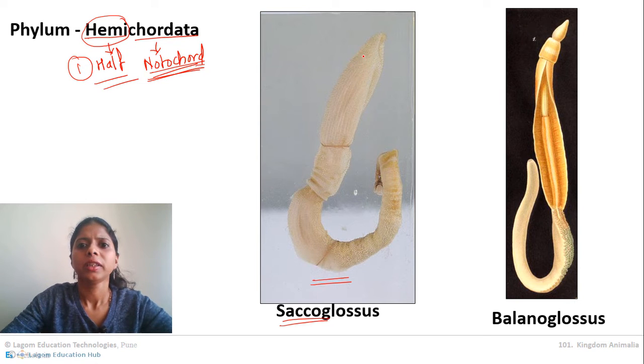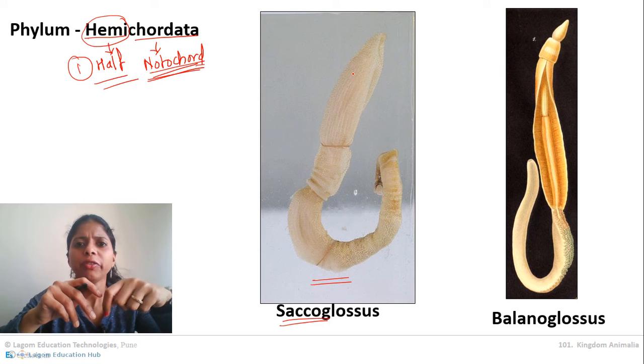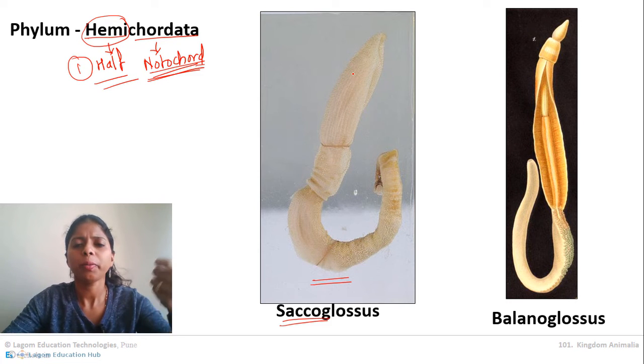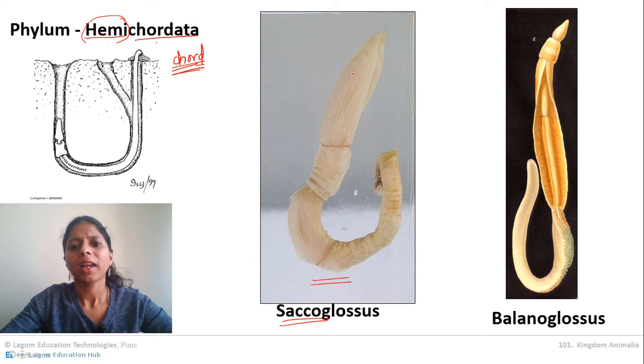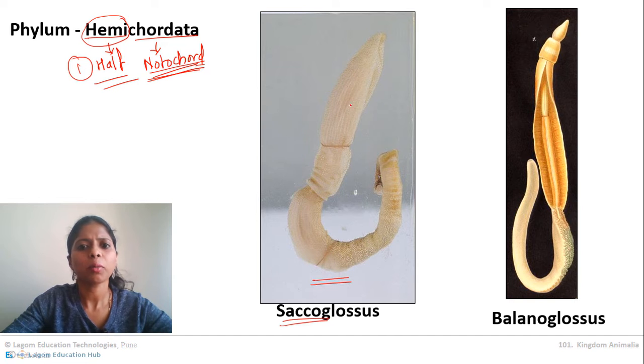First of all, they are worm-like animals and very fragile. If we try to touch them or pick them up, they will break. Very fragile, very delicate animals. They make a tube or burrows at the bottom of the ocean and stay inside those burrows. Their body is divided into three regions.